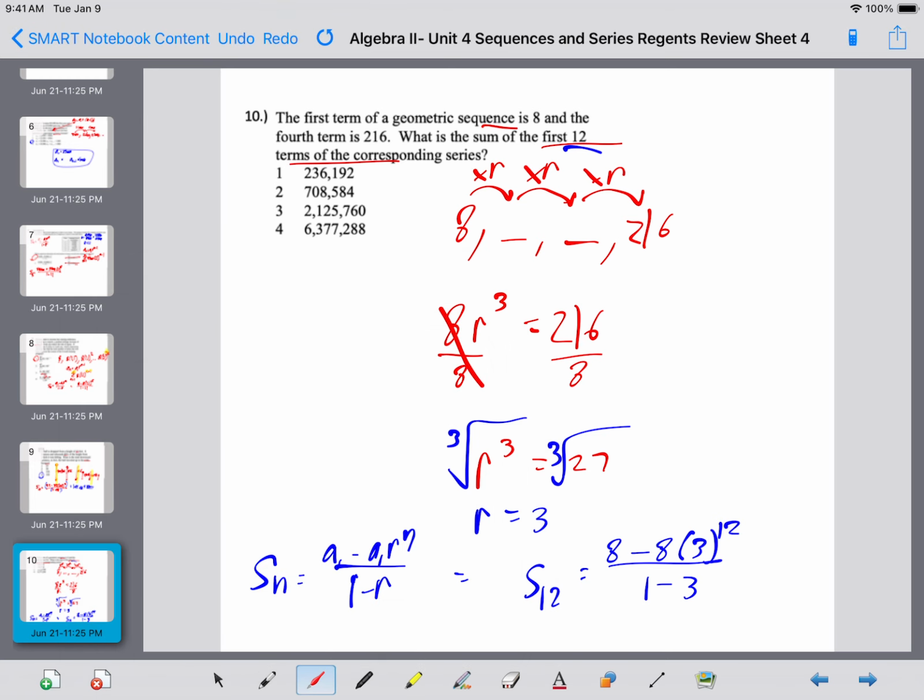If you're doing the whole thing in your calculator, put parentheses around the numerator and the denominator. To the 12, divided by 1 minus 3. You end up getting 2,125,760. Okay, and that's it.